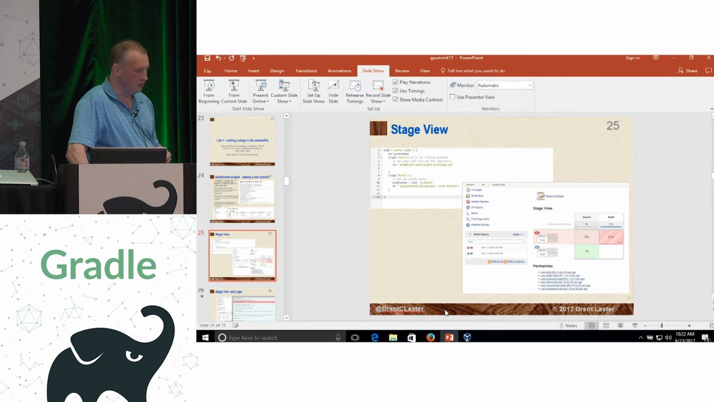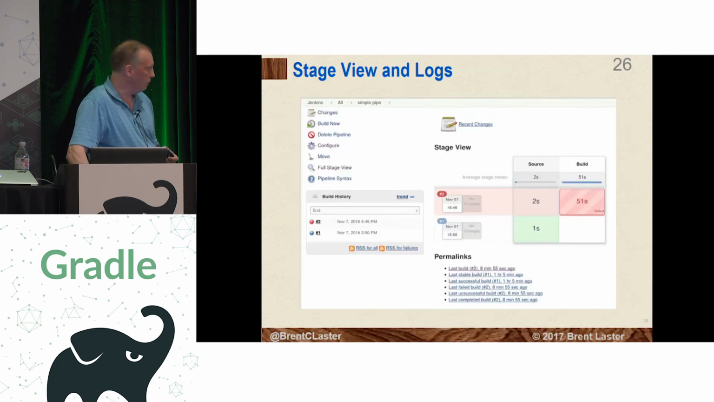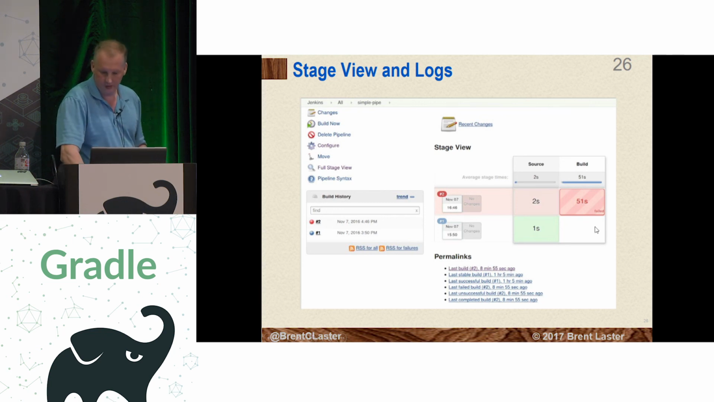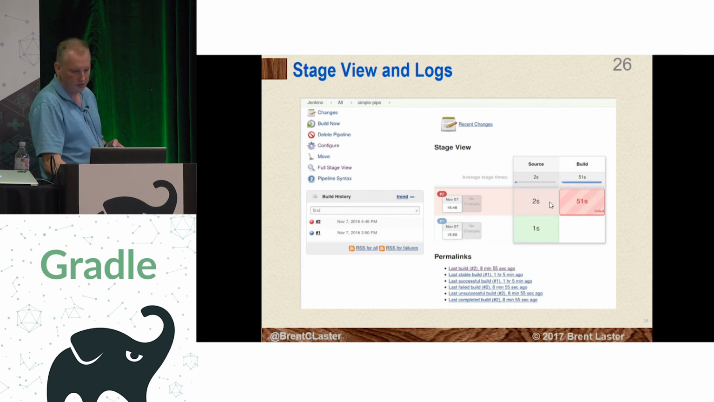Again, each row represents a run of the job. Each column represents one of the stages you define in your pipeline. Here's the color coding I talked about with the red stripe. That means the source stage was good, but this last stage failed. Also notice that it gives you the overall times, average times based on the number of runs out there and how long it took.